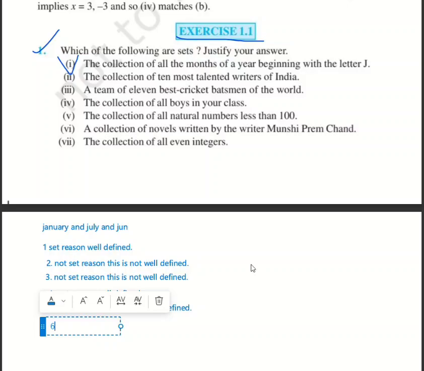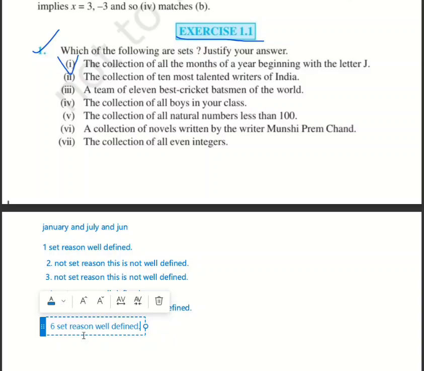Suppose he wrote seven novels. So these are universally true. For me, this is 7 and for others it is also 7. So this is a set, and the reason is that it is well defined.